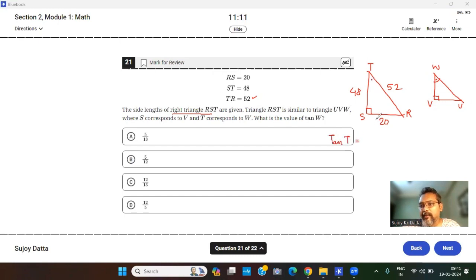So tan of T would be opposite over adjacent. So that is 20 upon 48. Because they are similar, so tan of W is equal to tan of T. So instead of working with this triangle, I'll just work with this triangle. So 20 over 48, that's 4 cancels, 5 over 12. So that's option B.